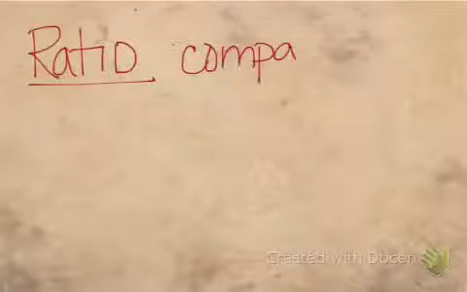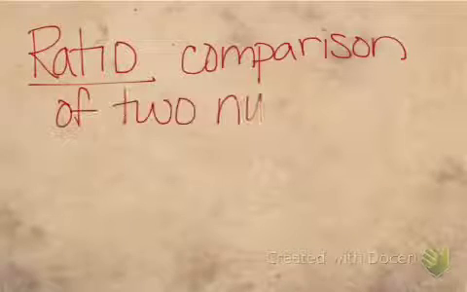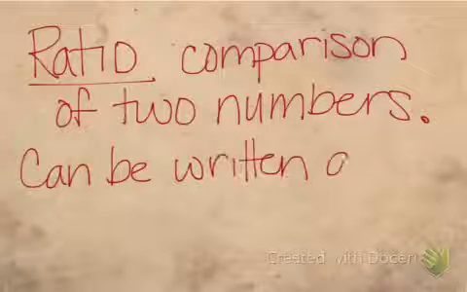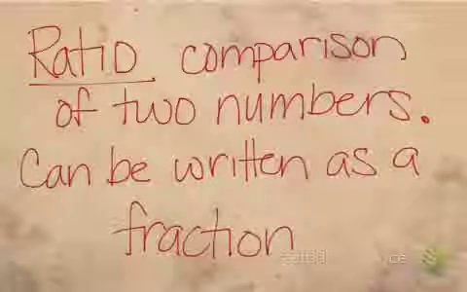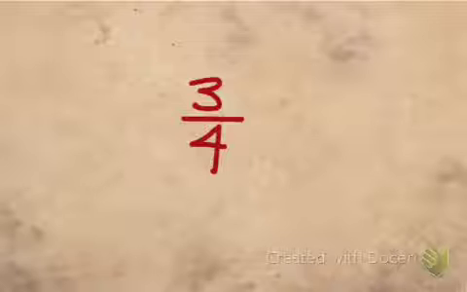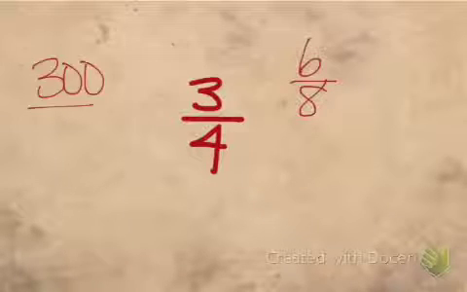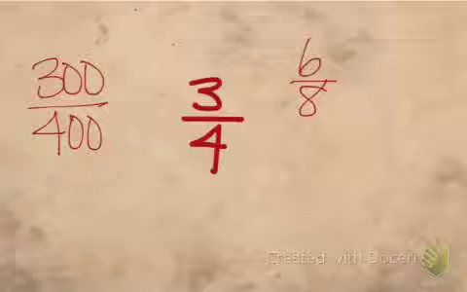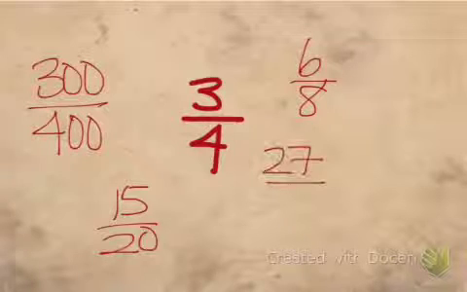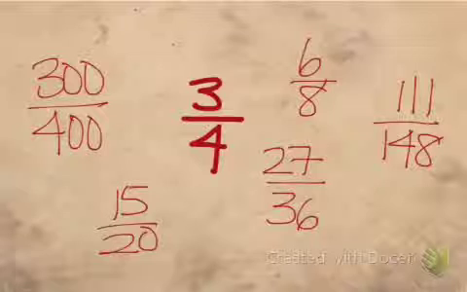Okay, so a ratio is a comparison of two numbers. Ratios can be written as a fraction, and that's what we're going to talk about in this lesson. So the ratio of 3 to 4 can be written this way. It can also be written as 6/8, 300/400, 15/20, 27/36, or 111/148, or many other different ways.